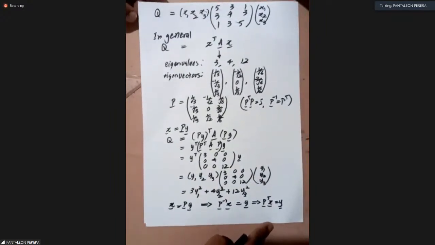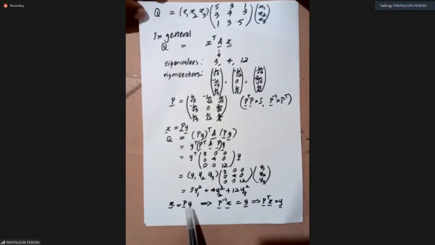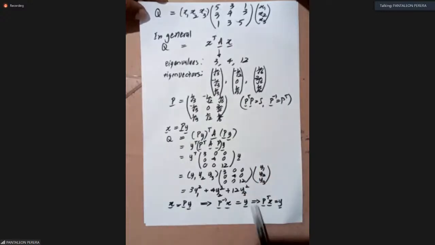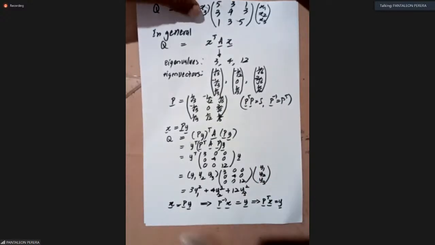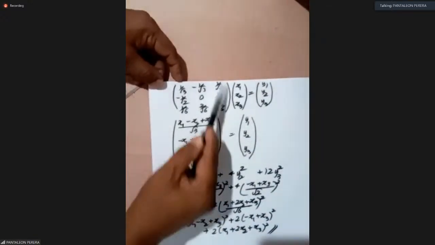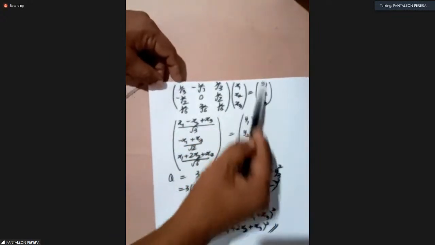Using the principal directions, you find y. Multiply both sides by P inverse, so P inverse x gives y. P inverse can be written as P transpose because of orthogonality. So y equals P transpose x.